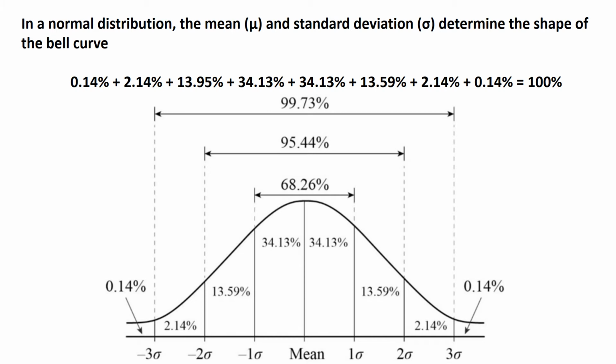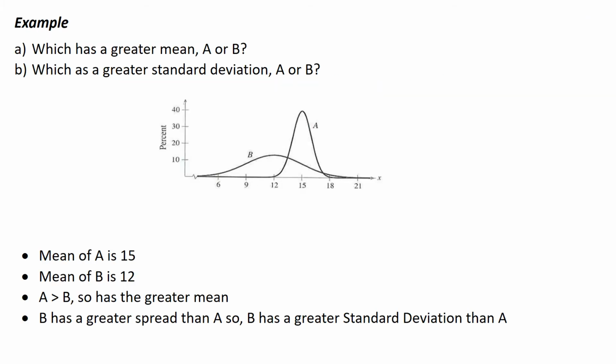From -2 to +2 deviations, 95%, 95.44. So if we have 1,000 bits of data, 954 out of 1,000, if it's normally distributed, should fall between -2 and +2 deviations. And then 99.73% should fall between -3 deviations and +3 deviations. In other words, if I had 1,000 unique points of data and it was normally distributed, 997 out of 1,000 would be concentrated between -3 and +3 deviations.